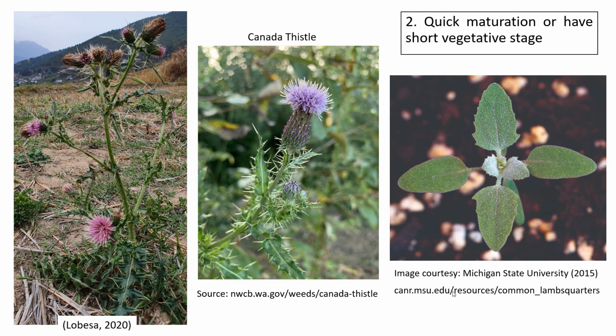2. Quick maturation or a short vegetative stage. For example, Canada thistle can produce matured seeds in 2 weeks after flowering. Similarly, lamb's quarter is a fast emerging summer annual weed species.